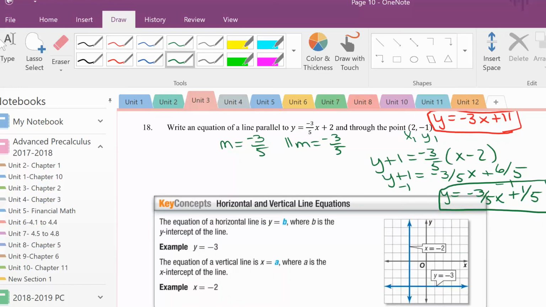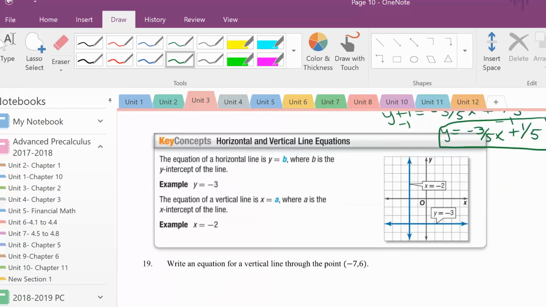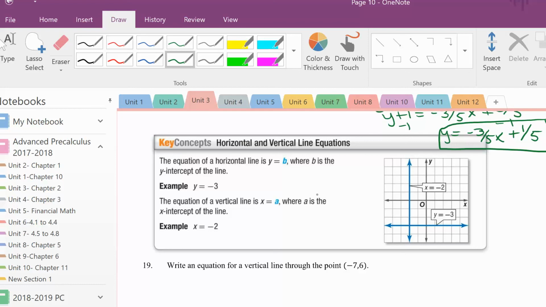All right, so like we've talked about, there's a special way to write horizontal and vertical line equations. Horizontal line is just y equals b, where b is the y-intercept, meaning basically the y coordinate. And vertical line is x equals a, where a is the x-intercept.